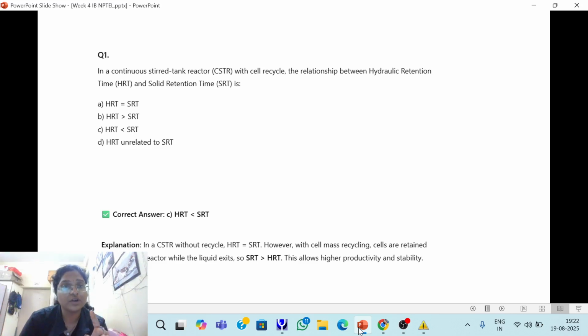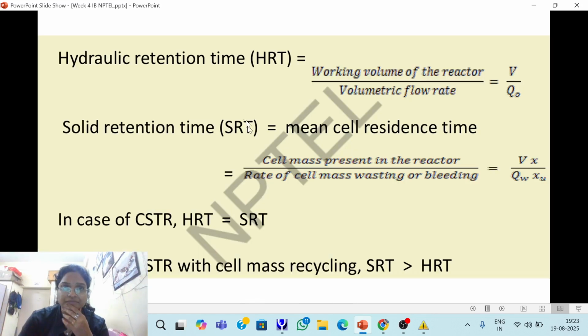But what is our question? In a continuous stirred tank reactor with cell recycle, what is the relationship? So they are asking about the CSTR with cell recycle. In that case, it will be C, where HRT is less than the SRT. Here you can see this is from this slide. In the case of CSTR with cell mass recycling, SRT is greater than HRT. The other option was the opposite of this. So this is the correct answer, right?